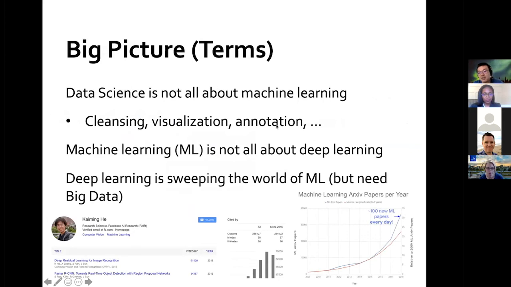And also for training machine learning models, we might need annotation. This can be non-trivial if you want to do computer vision and NLP tasks. You need to use some tools, right? And also machine learning is not all about deep learning, even though deep learning is crazily sweeping the world, everywhere in machine learning. Kaiming He's ResNet is getting 91,000 citations, even though it was published in 2016. And we are seeing even more machine learning papers these days.